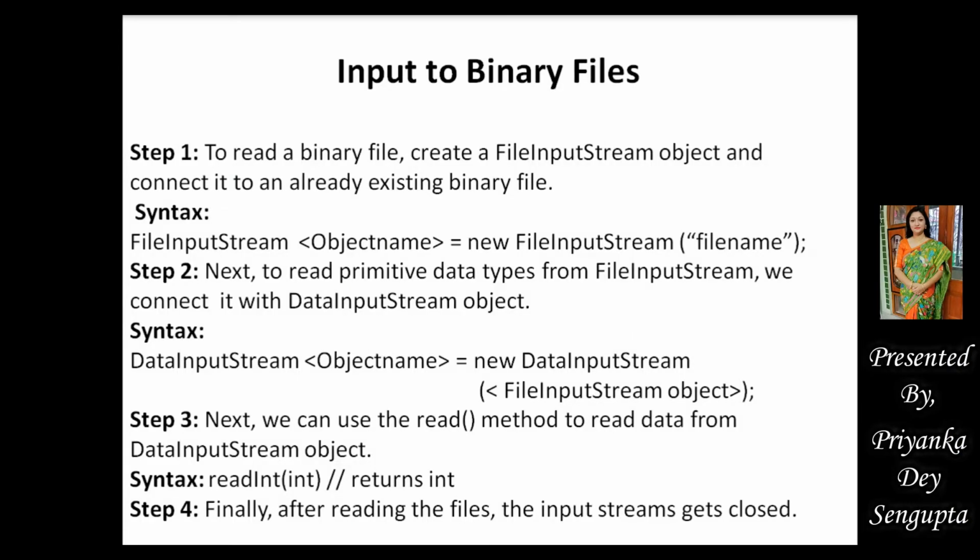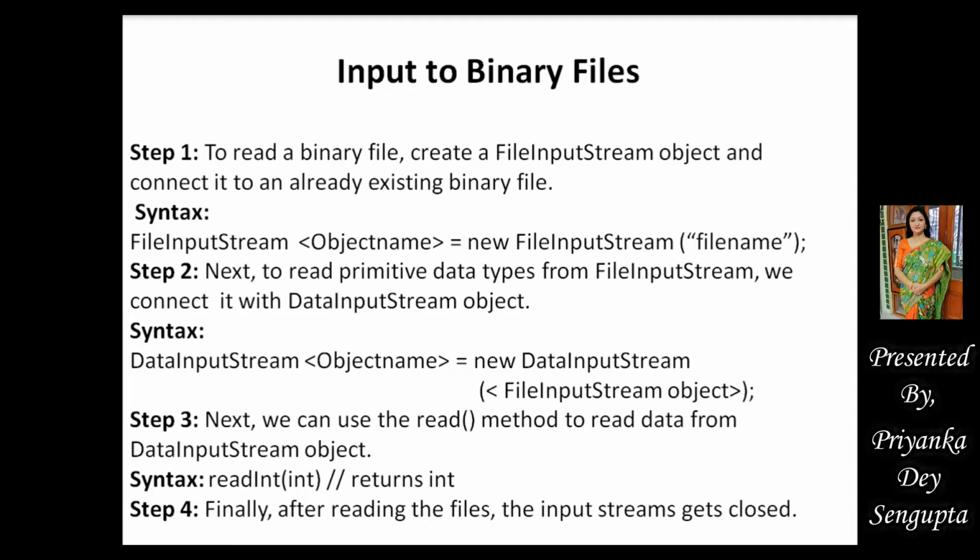Input to binary files. We need to follow some basic steps to read from an already existing binary file. Step 1. To read a binary file, we have to create a file input stream object and connect it to an already existing binary file. Step 2.